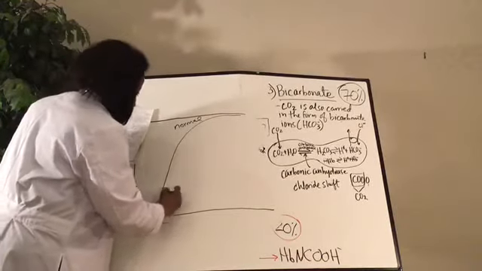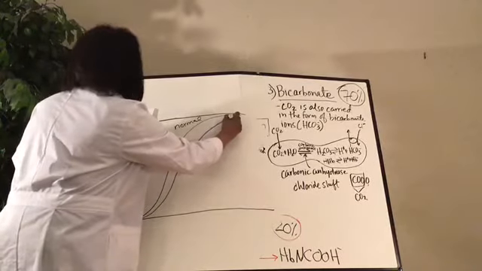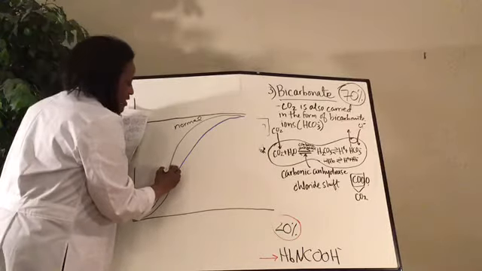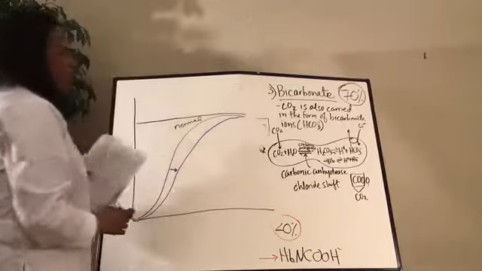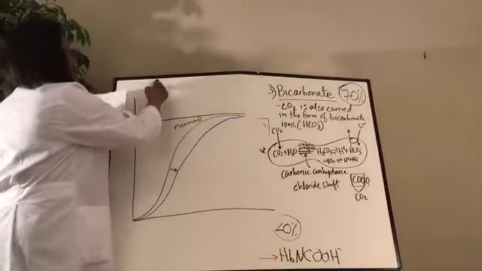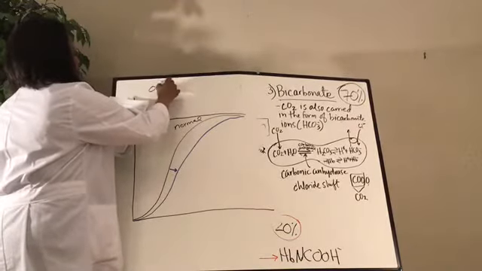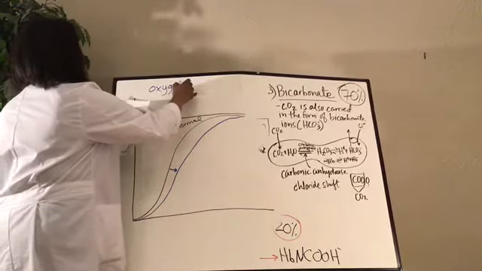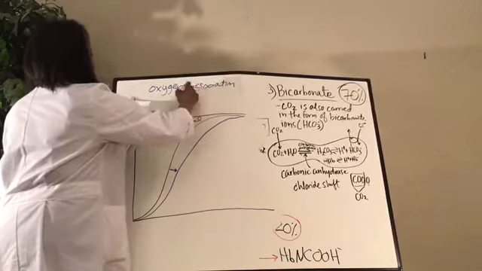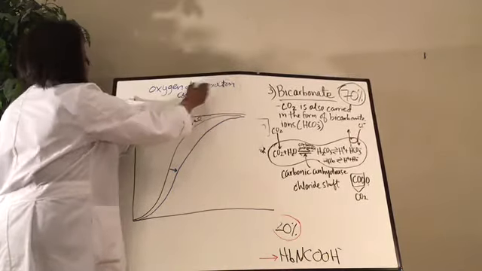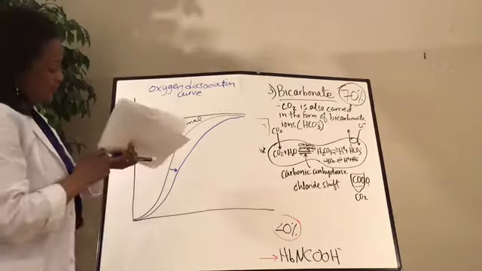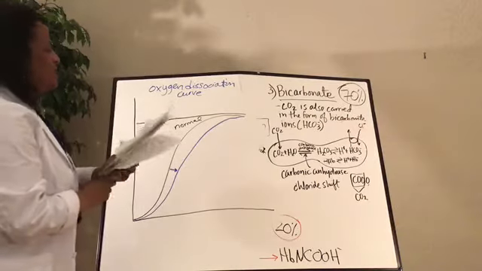And this one is going to show what? A shift to the right. See how from normal you get a shift to the right? Well, a right shift, always label what your graph is. It's an oxygen dissociation curve, right? Really, I should have my X and Y axis labeled too. Always do that, but I'm not doing that today.